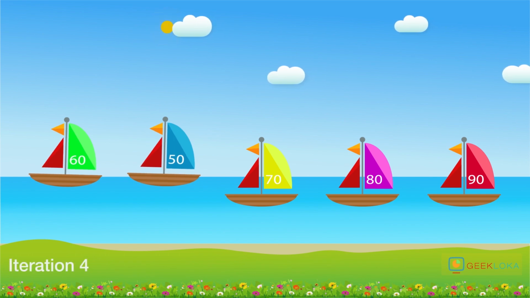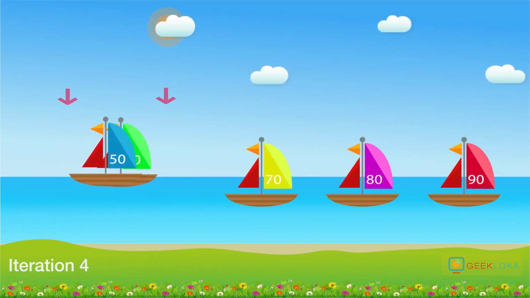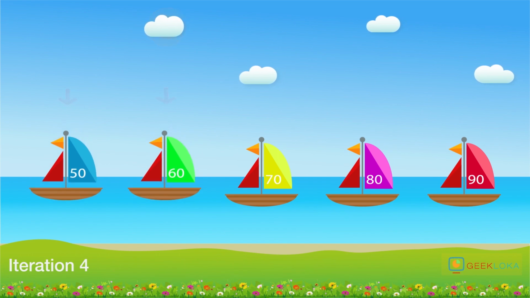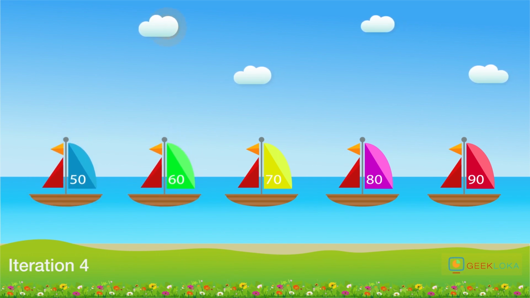Fourth iteration, it's time for the final touches. 60 and 50 swap. And there you have it. The boats are now in the perfect order: 50, 60, 70, 80, and 90. Each boat has gracefully sailed to its rightful position.